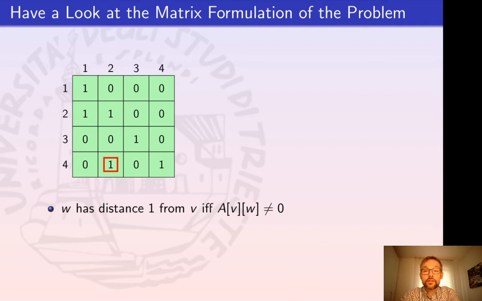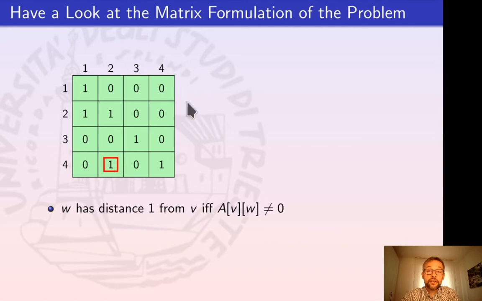So by looking at the matrix representation of the graph, we can easily detect whether a node has distance 1 from a different node. This is quite easy to see because you simply have to take the element of the matrix representing the presence of the corresponding edge. And so in this case, for instance, we know that the distance from 2 to 4 is 1.